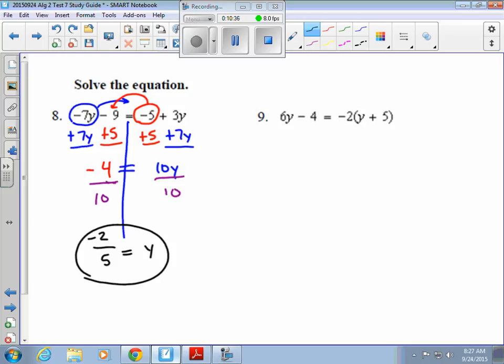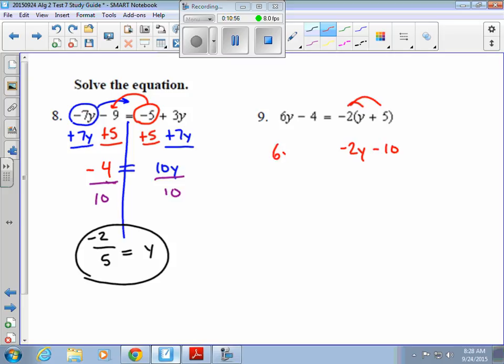Before you try to bring anything across the equal sign for number 9, you have to simplify each side. 6y and negative 4 can't be put together because they're not like terms, but negative 2 can distribute to both things in the parentheses. Negative 2 times y is negative 2y, and negative 2 times 5 is negative 10.